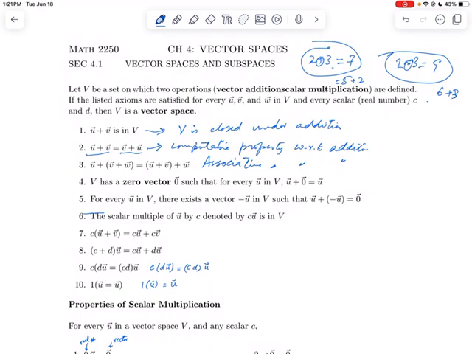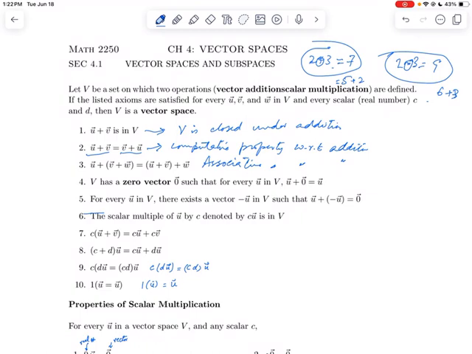Number 5 is saying for every u in V, there should be a negative u, or minus u, such that u plus negative u gives you the zero vector. So this u and minus u are called additive inverses of each other. And 0 is called the additive identity.